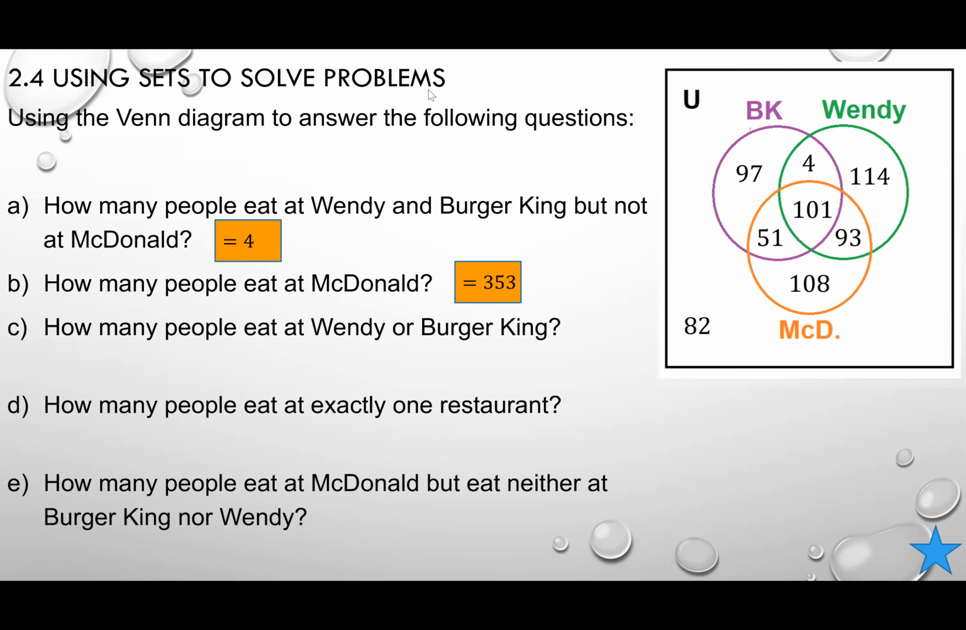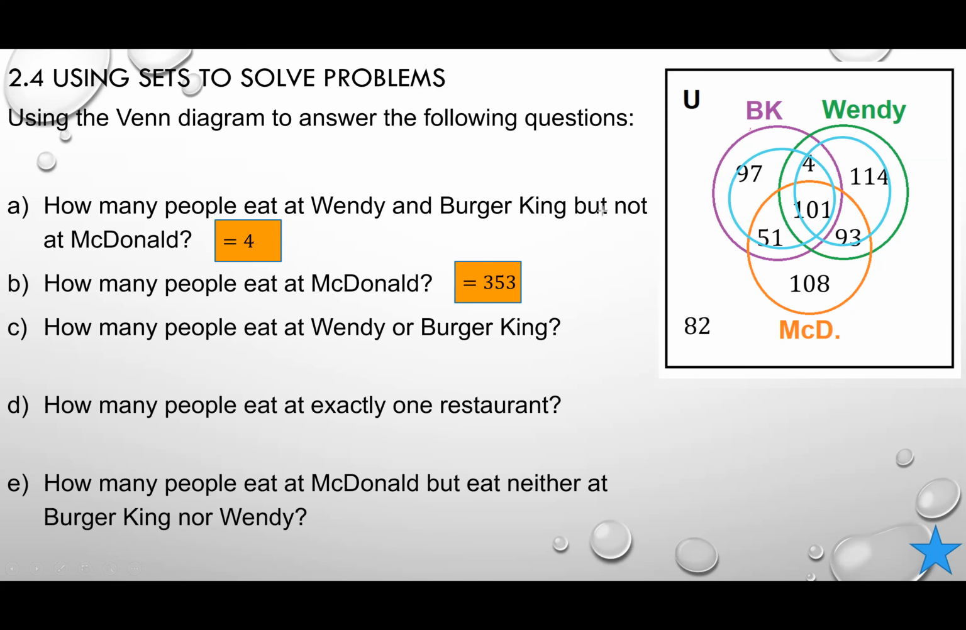And for C, they ask you how many people eat at Wendy's or Burger King. So one thing is, do you agree that this is the Wendy's or Burger King? Do they mention anything about, again, make sure that you see that A and C. This one, they give you another restriction.